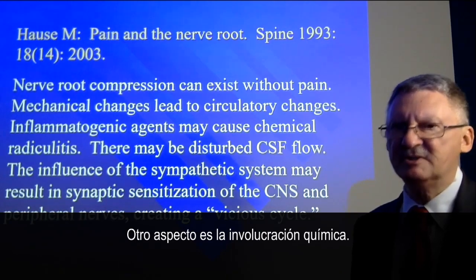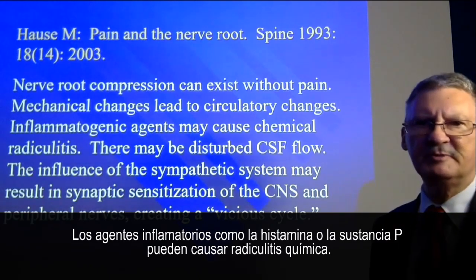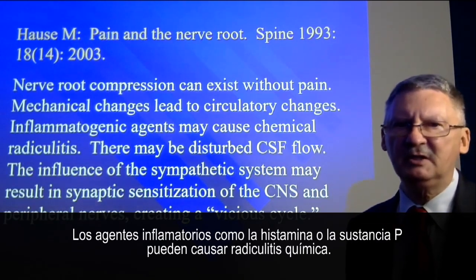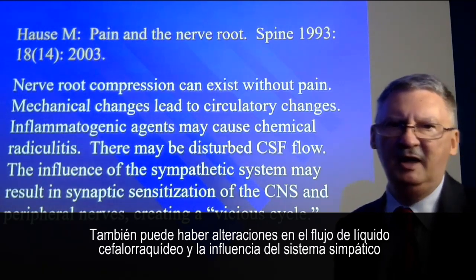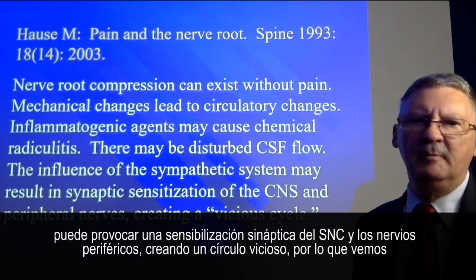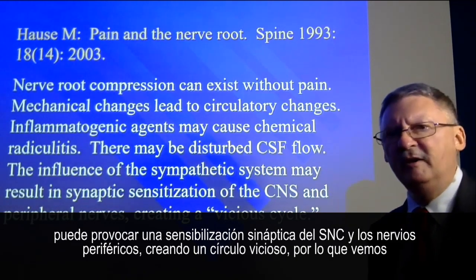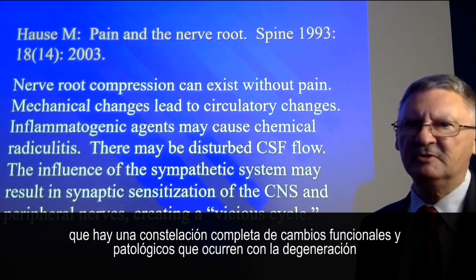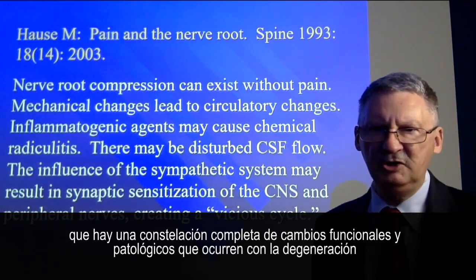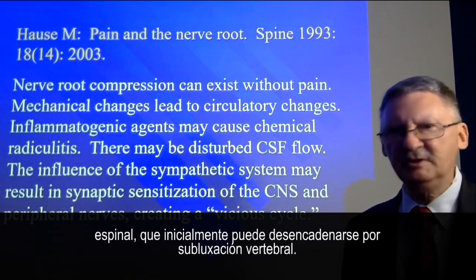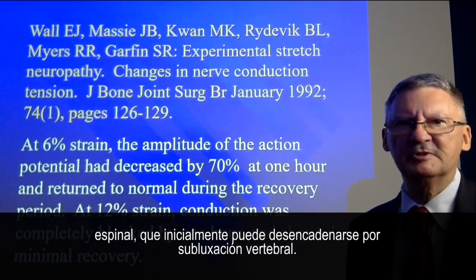Another aspect is chemical involvement. Inflammatogenic agents, such as histamine or substance P, may cause chemical radiculitis. There may also be disturbed cerebrospinal fluid flow, and the influence of the sympathetic system may result in synaptic sensitization of the CNS and peripheral nerves, creating a vicious cycle. So we see that there's an entire constellation of functional and pathological changes that occur with spinal degeneration, which can initially be triggered by vertebral subluxation.